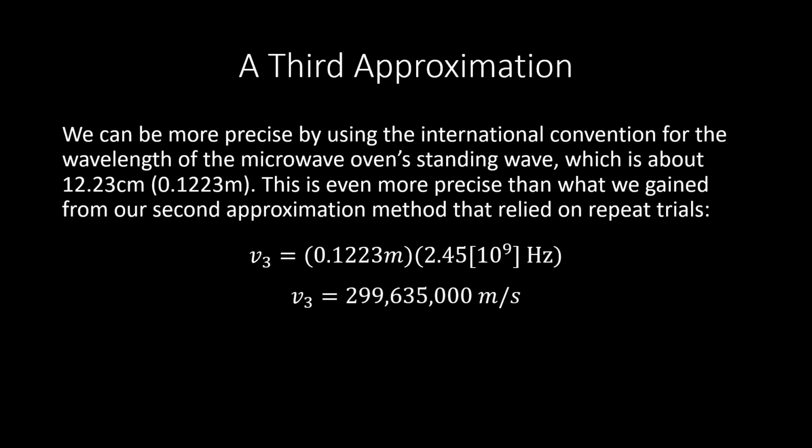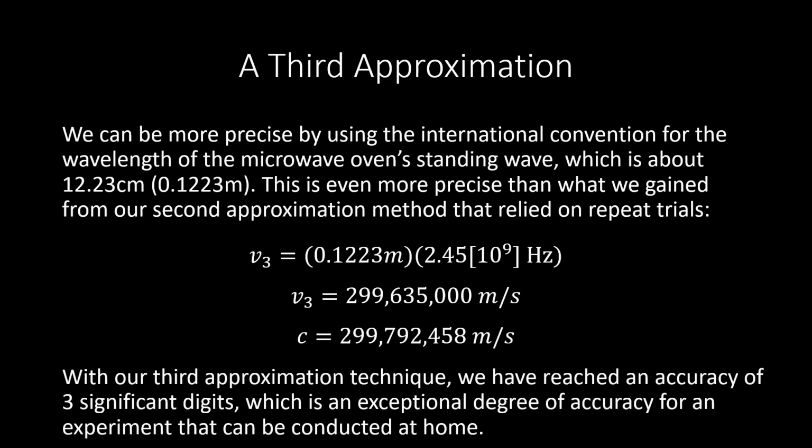This gives us 299,635,000 meters per second. Compare that to the speed of light. We're very, very, very close now. Approximately 99.9 or so percent of the way there. With our third approximation technique, we have reached an accuracy of 3 significant digits, which is an exceptional degree of accuracy for an experiment that can be conducted at home.